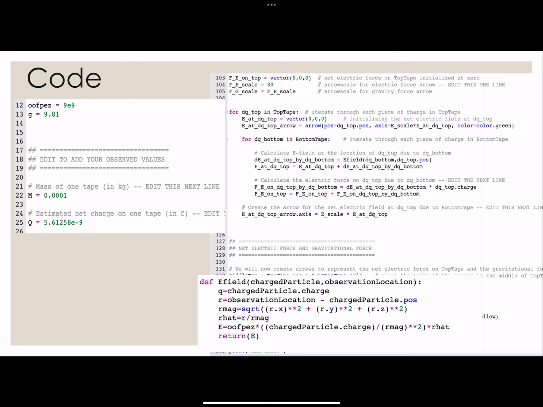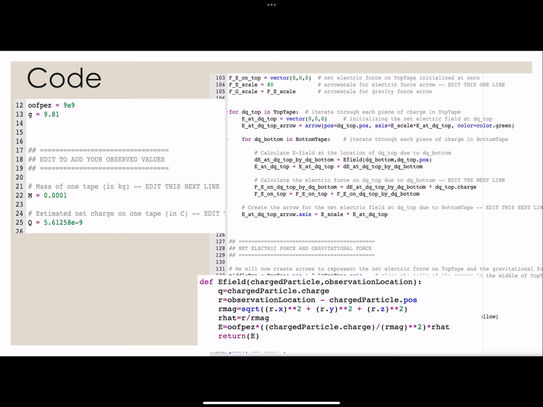So this is my code. I combined the code from the last lab and lab 0 while still using new information such as the distribution of charge. As you can see, PES is the regular 1 over 4 pi epsilon 0 constant, followed by the constant of gravity, the mass, and the charge Q. That's the charge that I generated from the last lab.